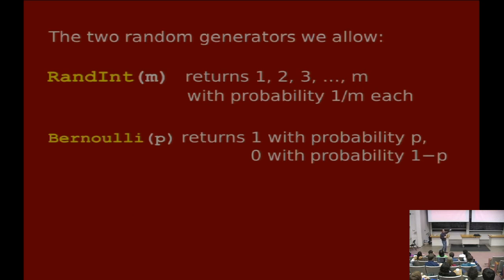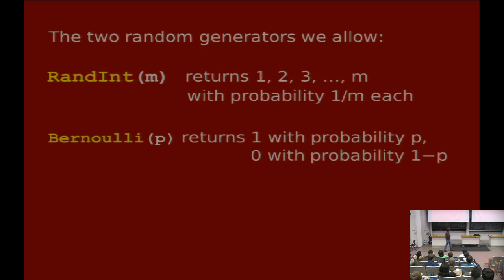Okay, so just to recap, these are the 2 random number generators which we will allow when we're doing analysis of randomized code. Randint, given m, returns a number between 1 and m with probability 1 over m each, and this one returns 1 or 0 with probability p and 1 minus p.